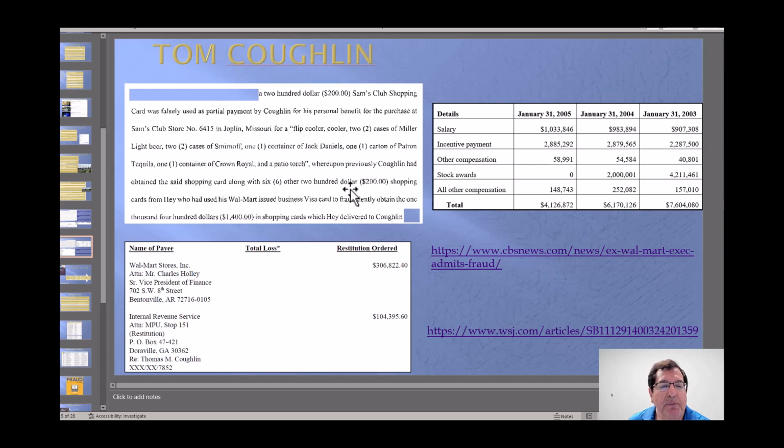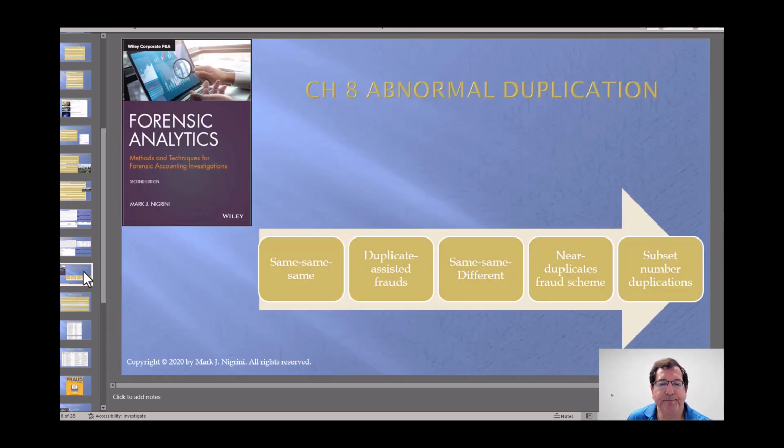These are one of the descriptions. He obtained a $200 Sam's Club shopping card. It was meant to be given to employees, and he goes and buys a flip cooler, 2 cases of Miller, 2 cases of Smirnoff, Jack Daniels, tequila, Crown Royal, and apparently a patio torch. I think you can figure out that Tom was about to have a party. Everybody can have parties, no problem with that, but you pay for your own party.